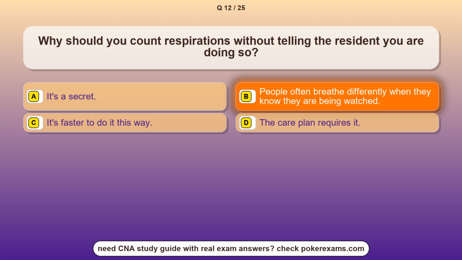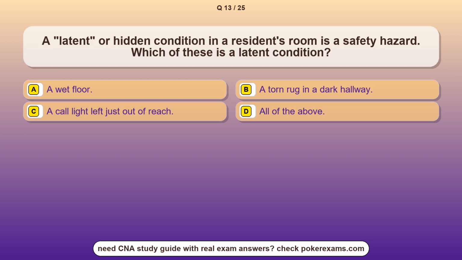The correct answer is option B, people often breathe differently when they know they are being watched. Question 13. A latent or hidden condition in a resident's room is a safety hazard. Which of these is a latent condition?